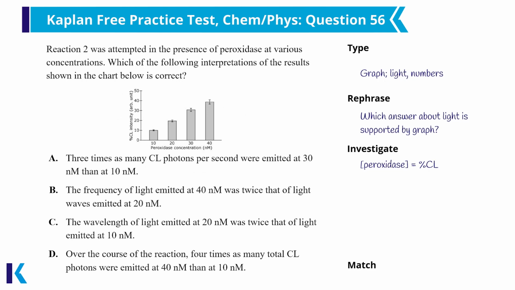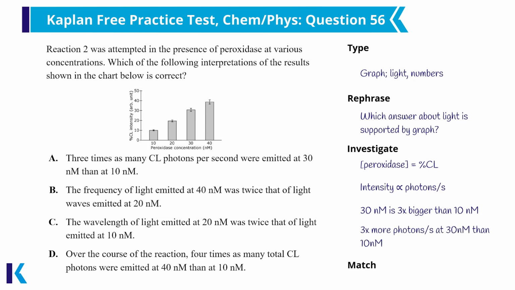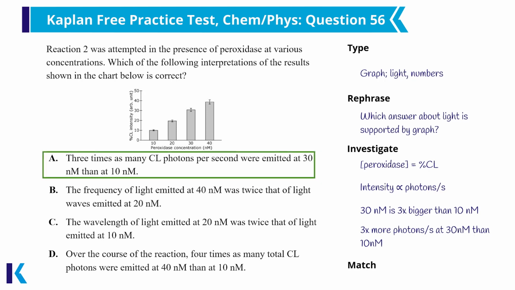Looking at A, it states that there are 3 times as many photons per second at 30 nanomolar as at 10 nanomolar. I know from my studies that brightness of light, otherwise known as intensity, is proportional to the number of photons detected per second. Since 30 nanomolar is 3 times larger than 10 nanomolar, the graph does support a 3 times relationship with the number of photons per second, making answer choice A correct.